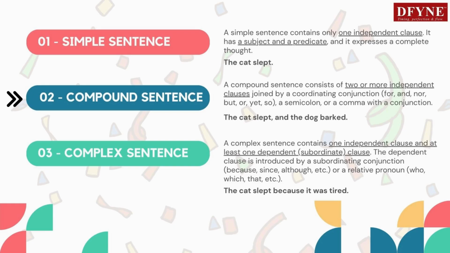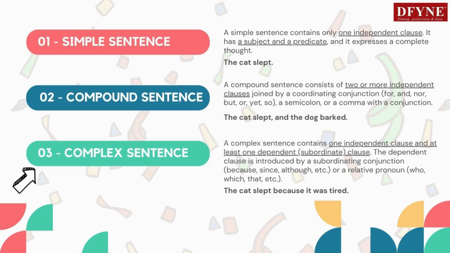A compound sentence contains at least two independent clauses joined together to form a single sentence. The cat slept and the dog barked are two independent thoughts that have no dependence on each other, but are connected together using the conjunction and.